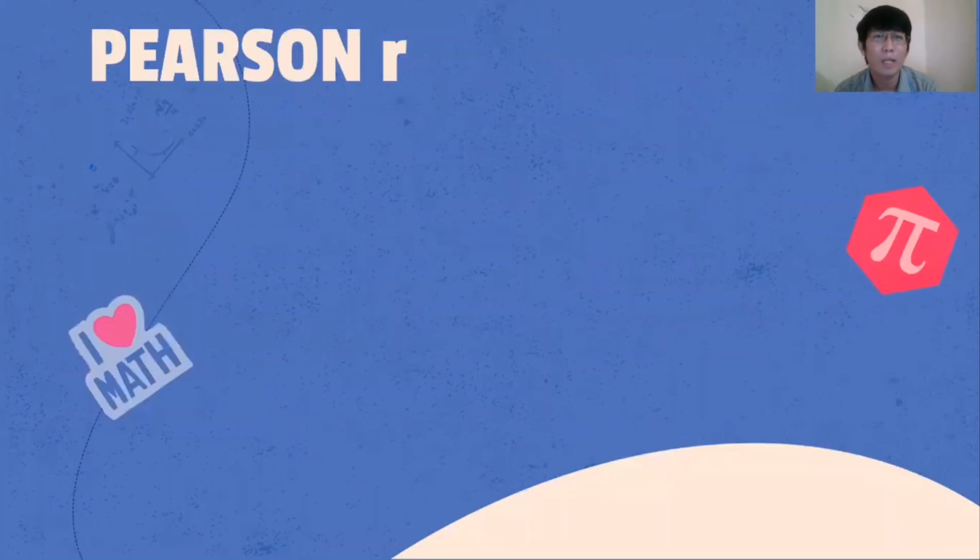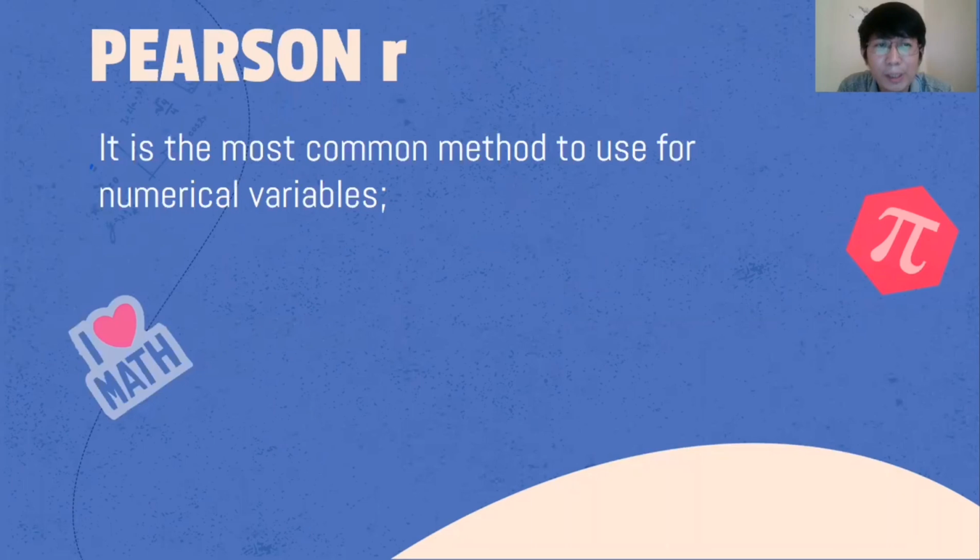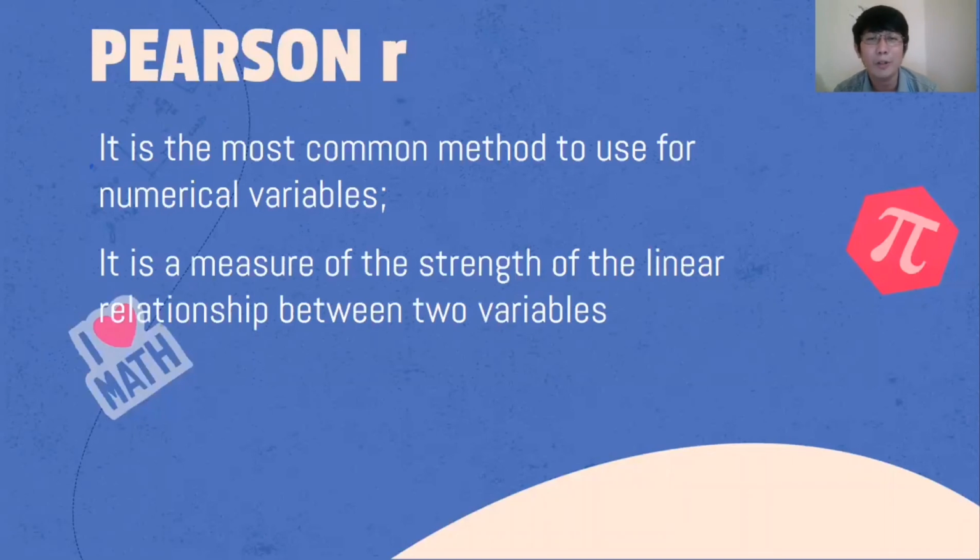Let's proceed. What is Pearson R? Pearson R is the most common method to use for numerical variables. It means it is under quantitative researches, under correlational analysis. If your research design is correlational analysis, one of the tools that you can use is Pearson R correlation. It is a measure of the strength of the linear relationship between two variables. It means that this tool will be able to help you to determine the significant relationship of two variables. You are going to determine if one variable affects the other.